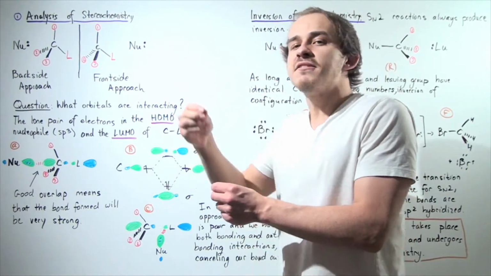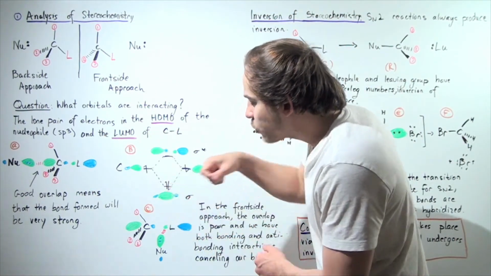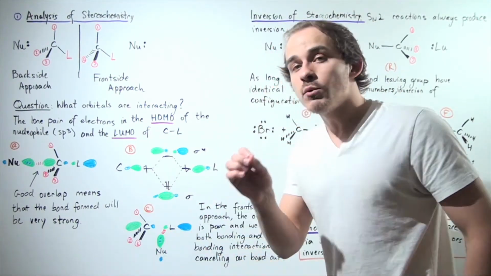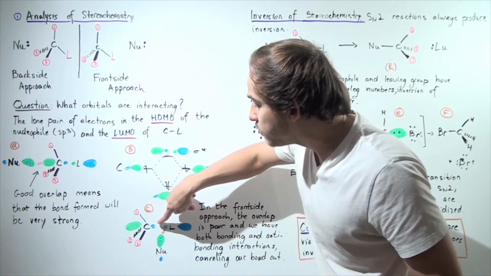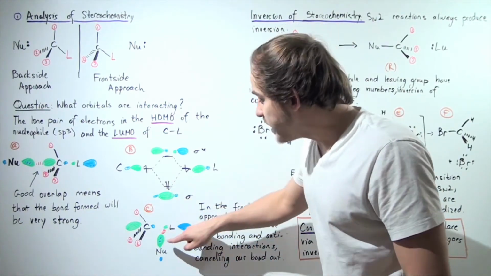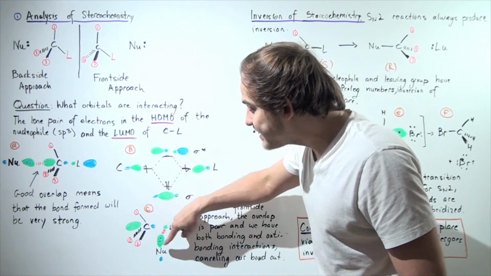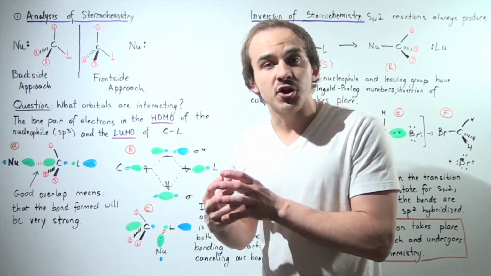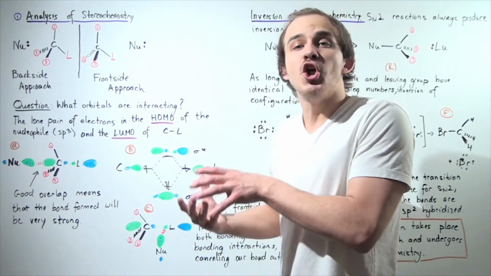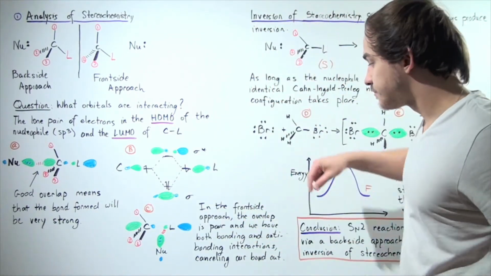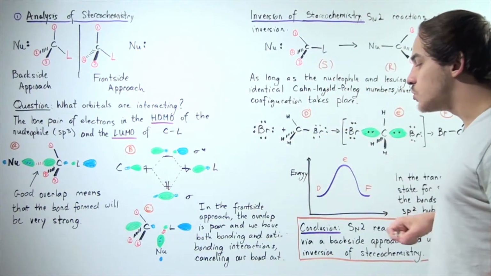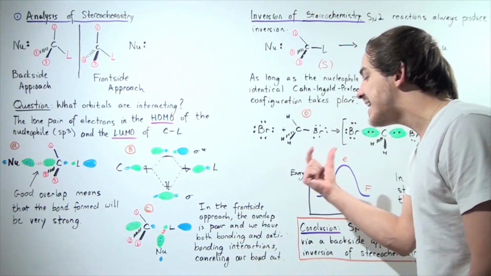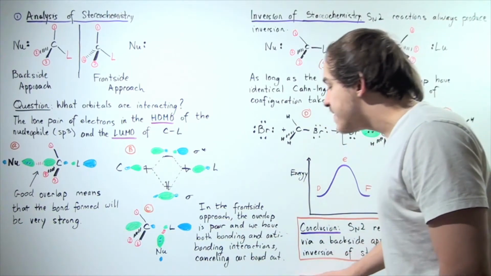So, on top of the fact that we'll have a small green section and a large green section, so very poor overlap, there will also be interaction between the blue and the green. So we have bonding interactions and anti-bonding interactions, and the bonding and anti-bonding will cancel one another out, and so we will have no bond whatsoever.